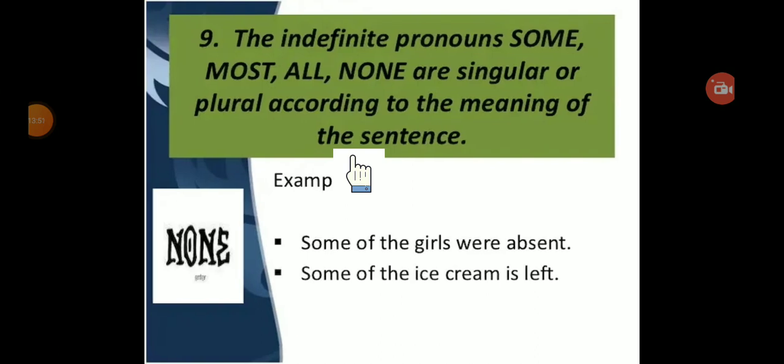Then comes rule number 9 of subject and verb agreement. See, the indefinite pronouns some, most, all, none are singular or plural according to the meaning of the sentence. For example, some of the girls were absent and some of the ice cream is left. Some of the girls is a plural subject, so a plural verb will come. Some of the ice cream is only one, it is not counted in numbers, so is is used here as a singular verb.